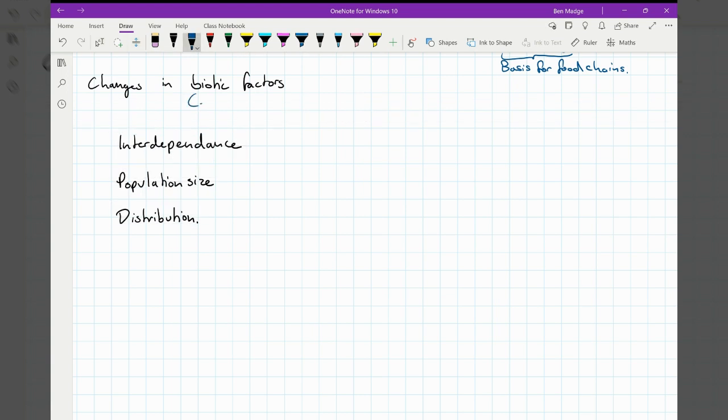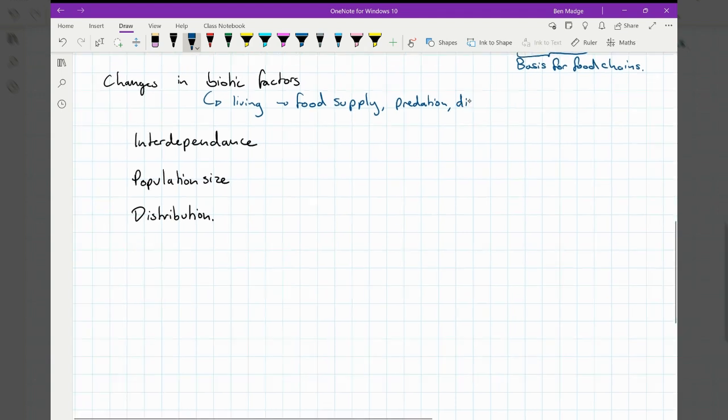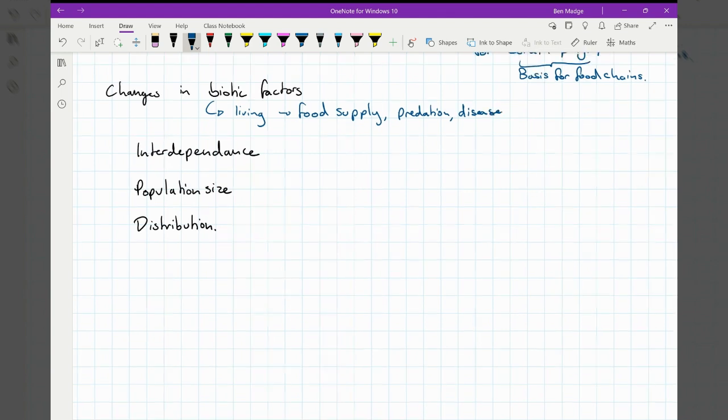So just to remind ourselves, biotic means living things. So we're talking about changes to food supply, predation, disease. We're looking at pollinators, and we're looking at seed dispersal. So these are all biotic factors, if you can think back to when we looked at those before.